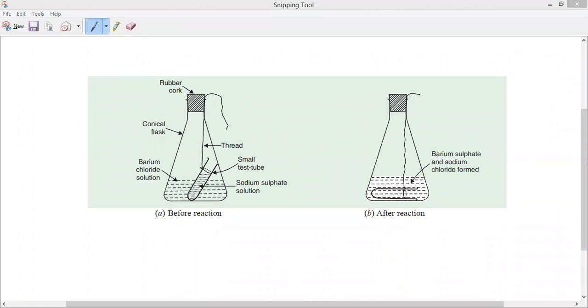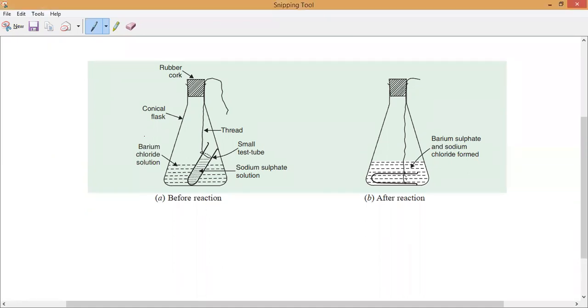We take a clean conical flask fitted with a rubber cork and a small test tube having a long thread tied to its neck. All these are weighed together with the help of a sensitive balance. What balance do we use to measure the weight here? A sensitive balance. It is one of the measurement devices you will find in the chemistry lab. A sensitive balance is used to measure the weight of small amounts of liquids and so on.